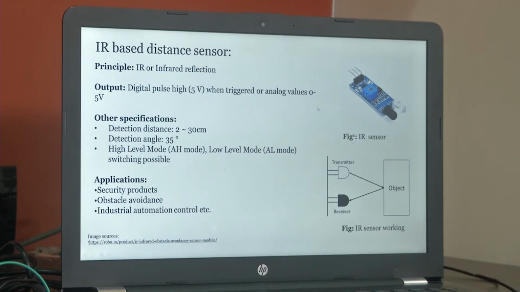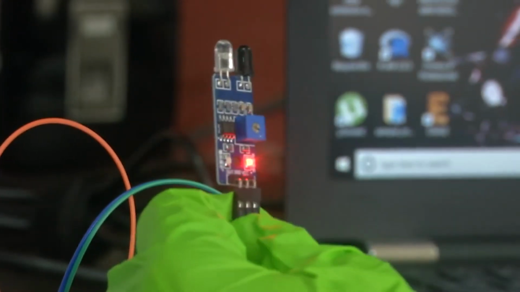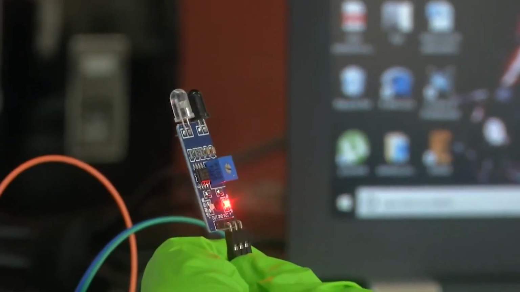Okay. So there is a maximum detection angle, that is 35 degrees, beyond which it cannot detect. That is it. So I will be showing you the working of it. You can see here the sensor I have talked about. Okay, so this is it.